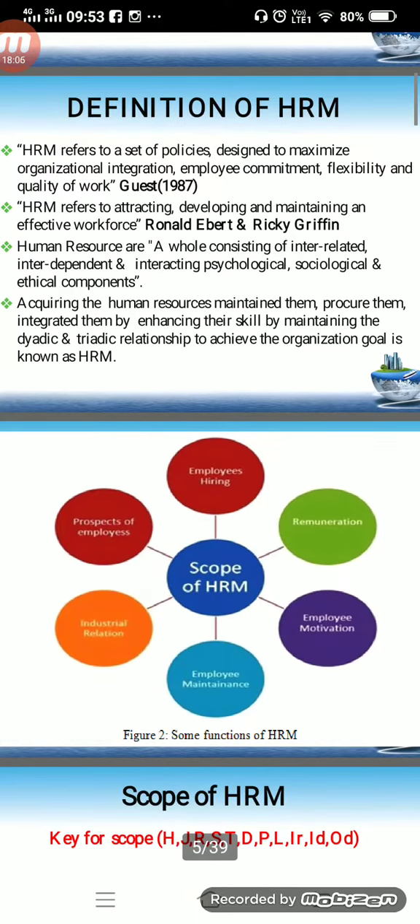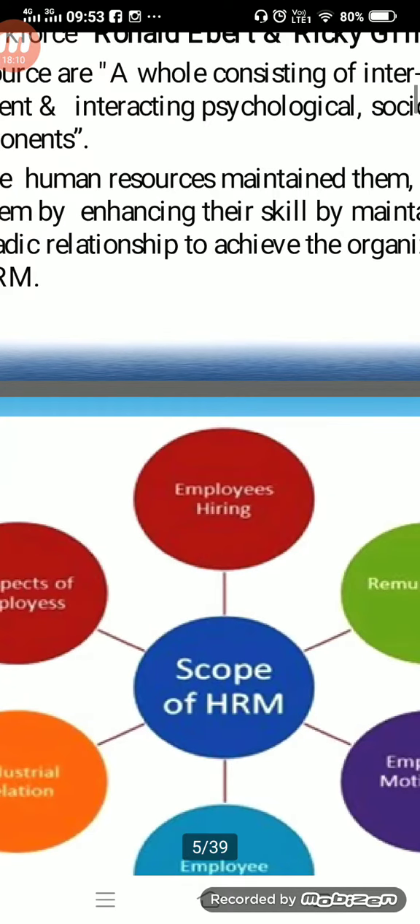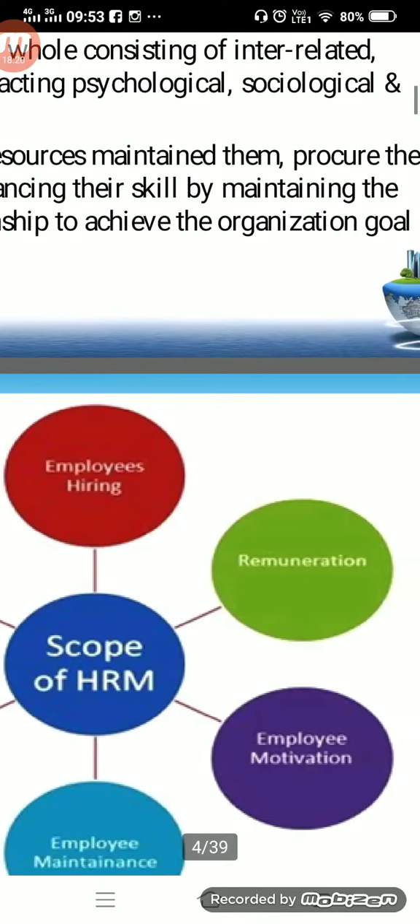Okay, now the scope of HRM. The first scope we can say is employee hiring, meaning bringing employees into the organization. It is also the scope of HRM. Second is remuneration, or we can say the salary provided by the HR department to the employees. They have to decide which person is eligible for which amount. સેલેરી ડિસાઇડ કરવી કોને કેટલી સેલેરી મળવી જોઈએ એચઆર ડિપાર્ટમેન્ટ નક્કી કરે છે.